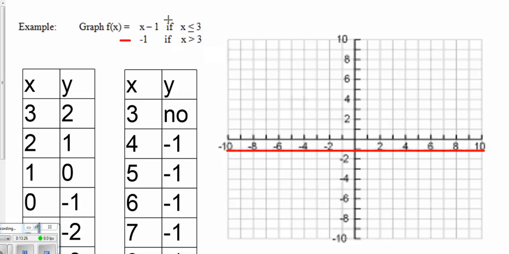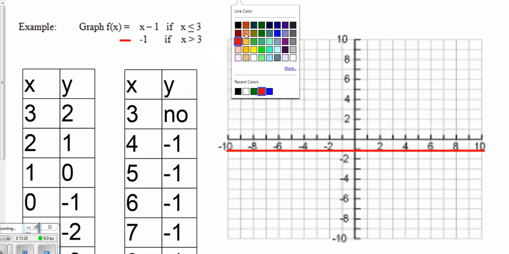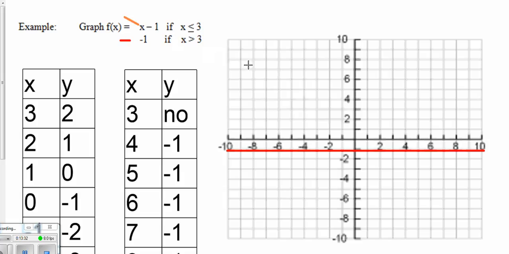Let's look at the other graph. I'm going to do this one in, let's do an orange color. x minus 1. That y-intercept is going to be negative 1. The slope in front of x is 1, so up 1 over 1. So we'd start at negative 1 and go up 1 over 1, up 1 over 1, up 1 over 1. So that's going to give us a line that looks like this. However, it's going to go on in this direction as well.